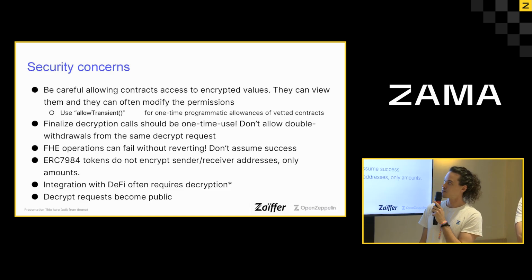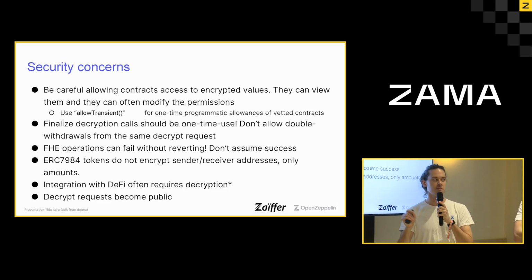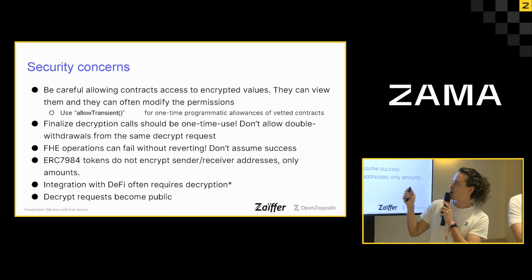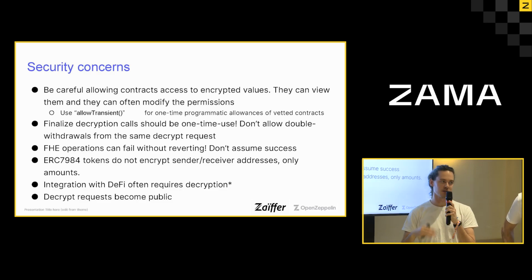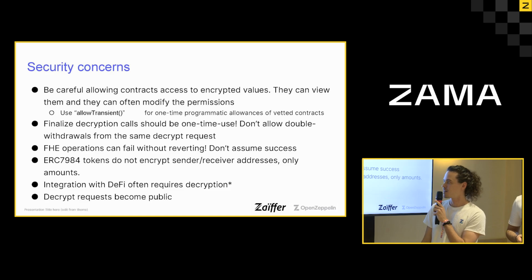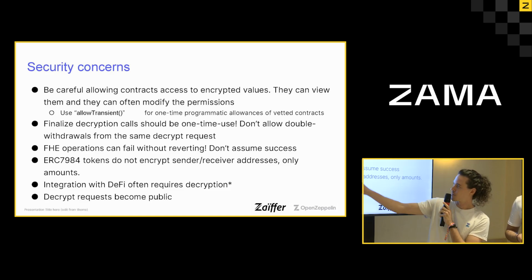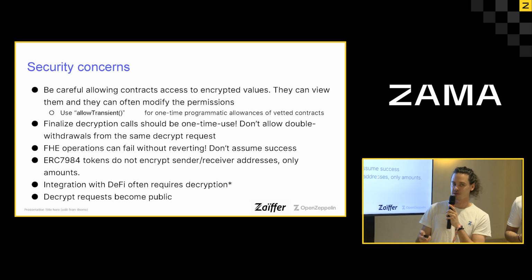And also, you need to give allowance every time there's a new pointer created. For example, if I send my tokens to you, my balance will be updated and I'll have a new pointer or handle. So you need to have allowance for that too. Make sure that you only allow decryption and withdrawals once, unless you don't want that. Don't let people withdraw twice. FHE operations can fail without reverting, so don't assume success. Take a look at that success and do something with it.